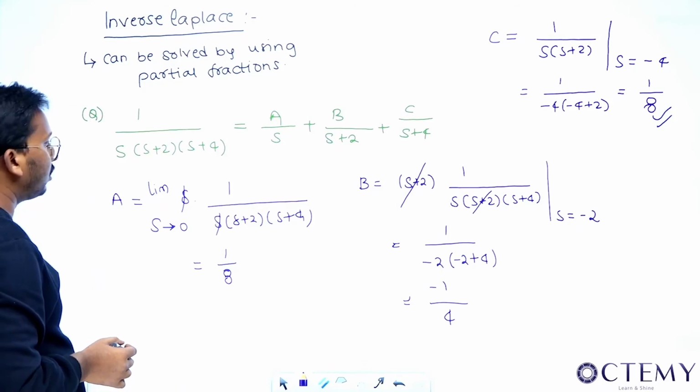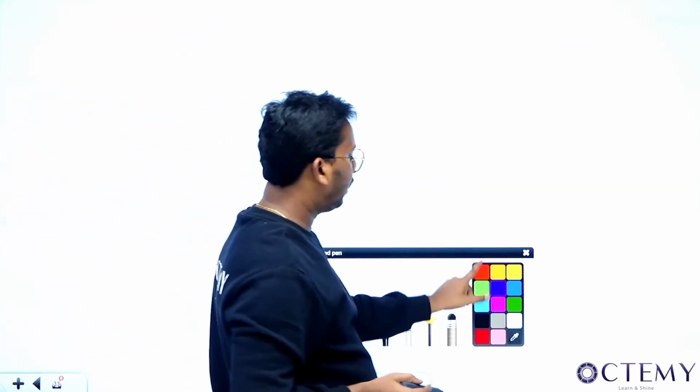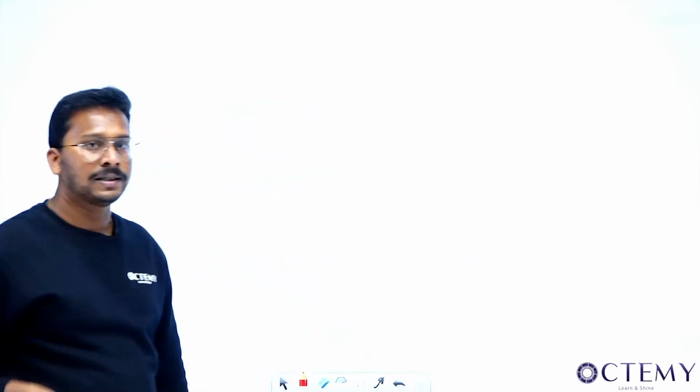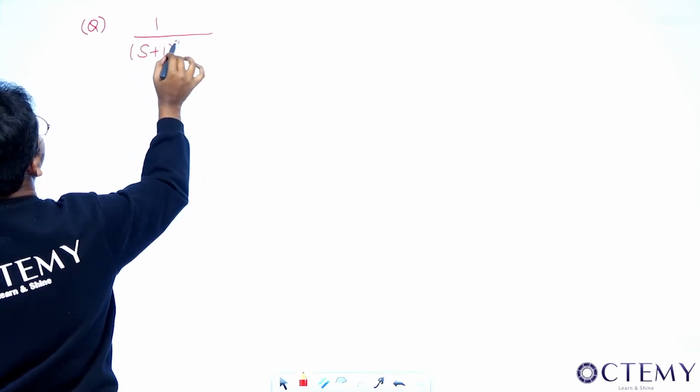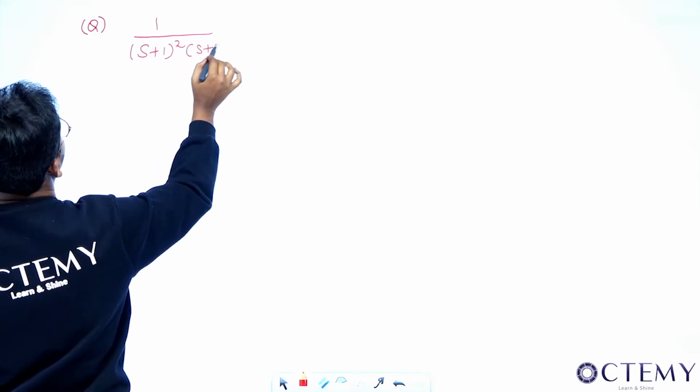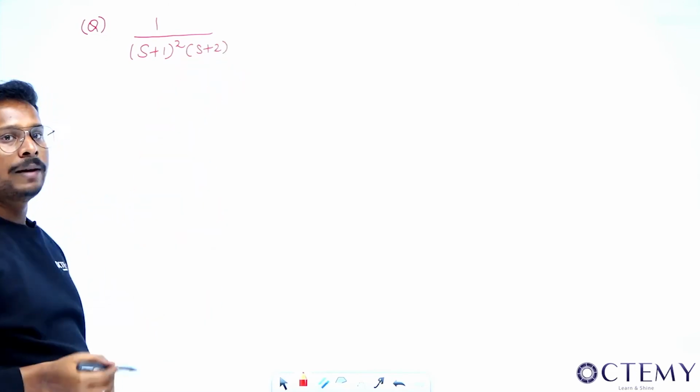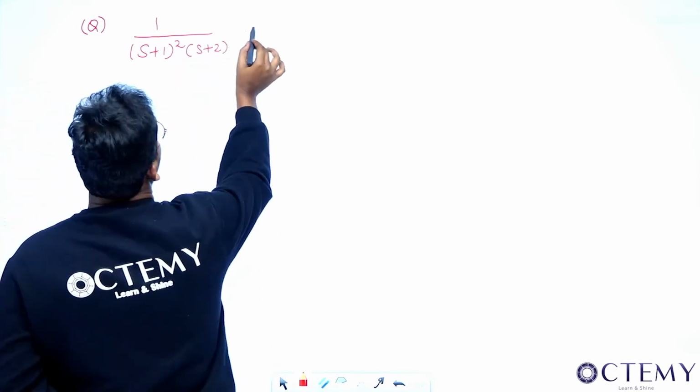You could have zeros also, it doesn't matter, or you could have the numerator terms also, it doesn't matter. The same rule will apply, sir, right? The problem comes when this comes. Say when I am asking you 1 by (s plus 1) square into (s plus 2). If at all a problem like this comes, then see sir what will happen?